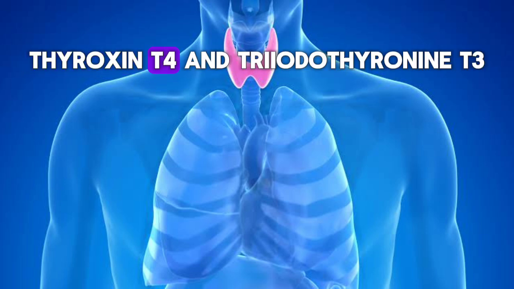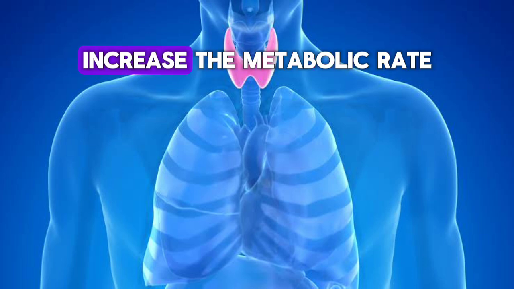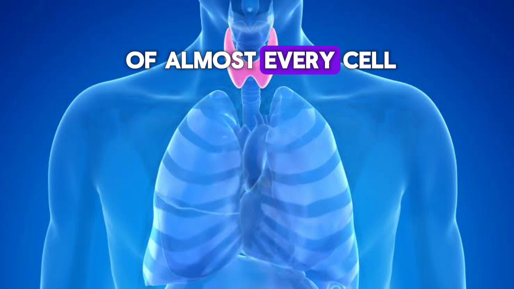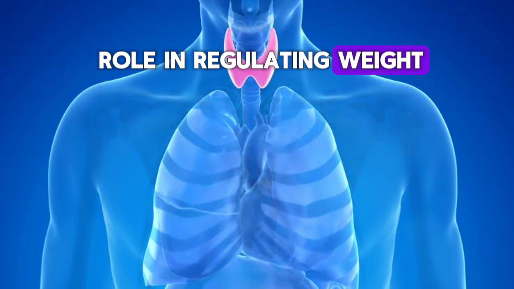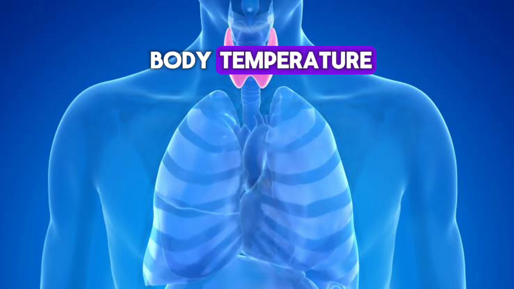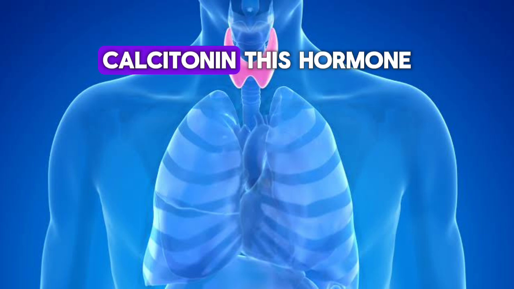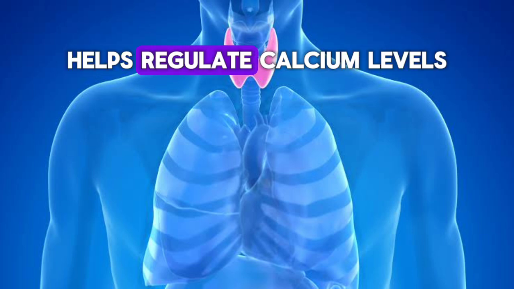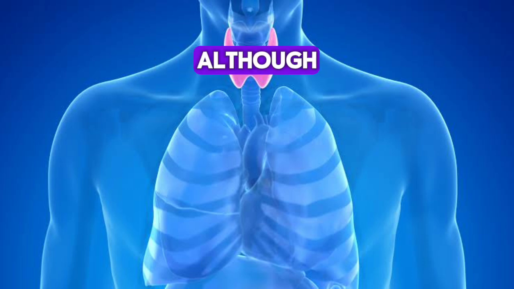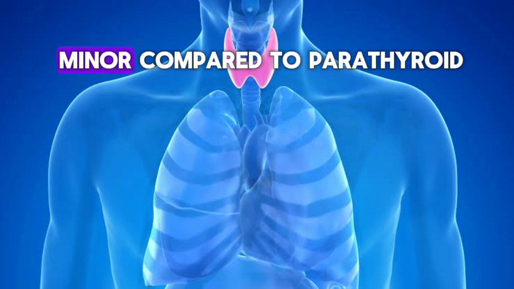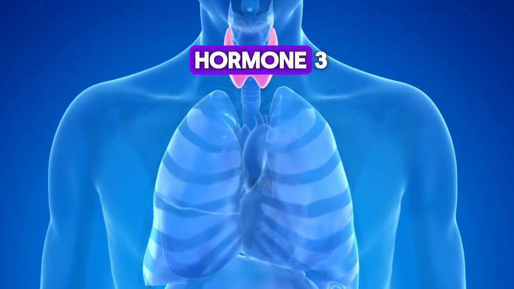Thyroxine, T4, and triiodothyronine, T3. These hormones increase the metabolic rate of almost every cell in the body. They play a critical role in regulating weight, energy levels, and even body temperature. Calcitonin. This hormone helps regulate calcium levels in the blood by lowering it when it's too high, although its effect is relatively minor compared to parathyroid hormone.